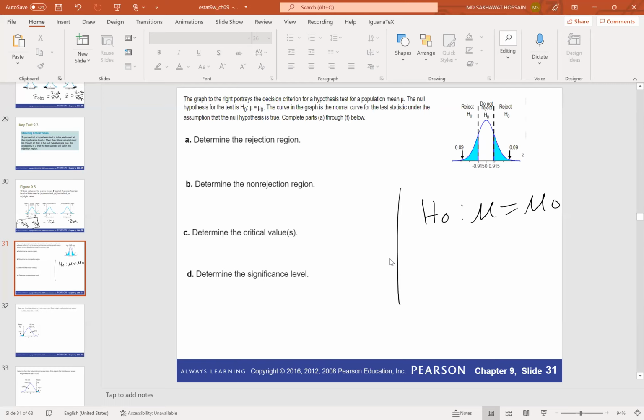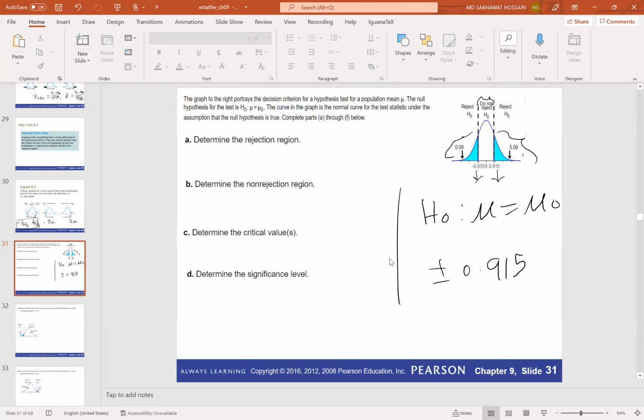Okay, part A, determine the rejection region. So what is the rejection region here? The rejection region is this part and this part. Then determine the non-rejection region. The non-rejection region is the middle one. And determine the critical value. Here this is the critical value and this is also a critical value. So the critical values are plus minus 0.915.